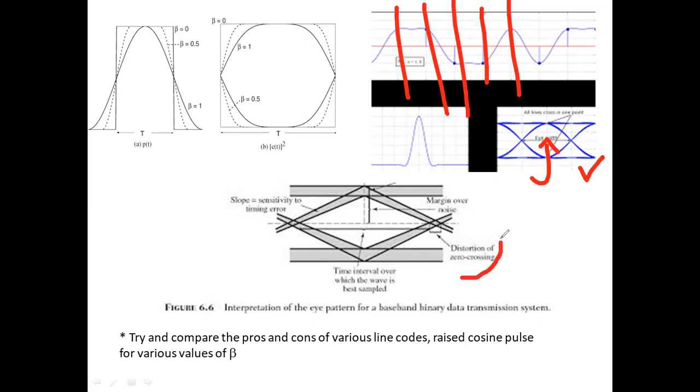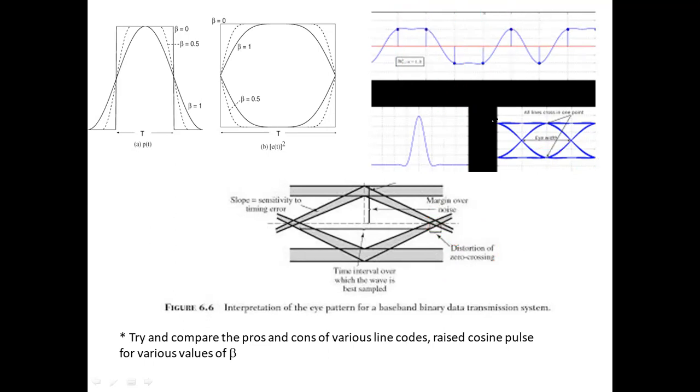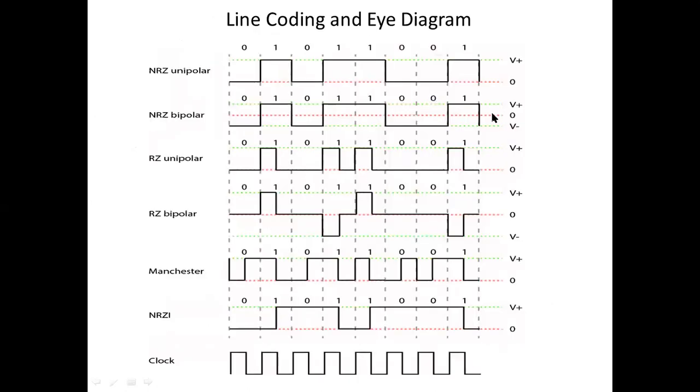So there is a distortion of zero crossing that's going to happen. That will be indicated by the margin over noise. Now whenever there is noise in the system, that's when you realize, okay, you have done all your codes and everything, you want to save on power, you do not want any DC content, but if there is a lot of noise in the channel, now let me tell you frankly, this code is not going to work. Neither is this code going to work.